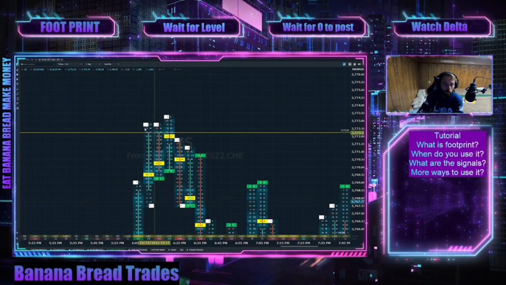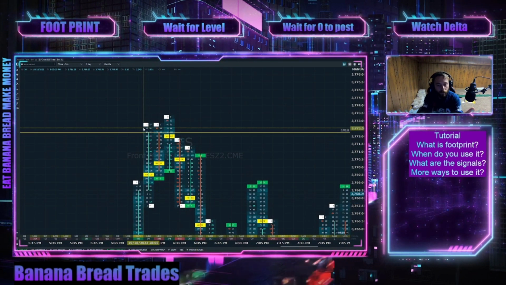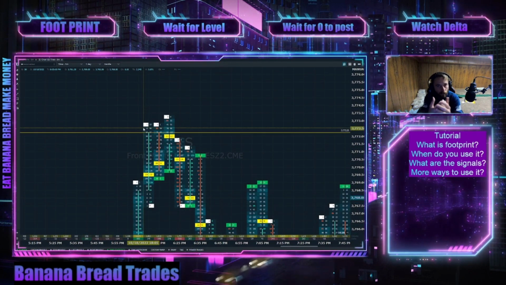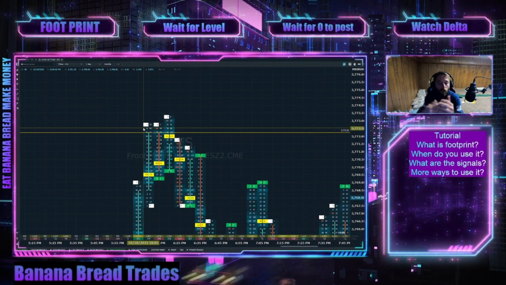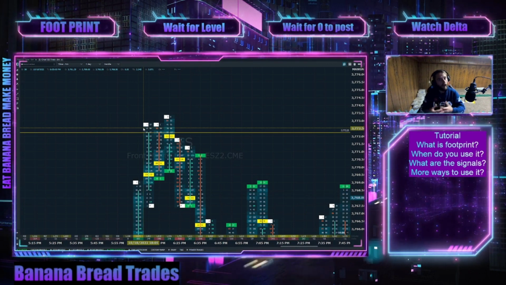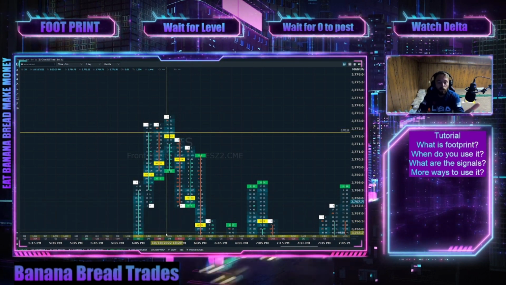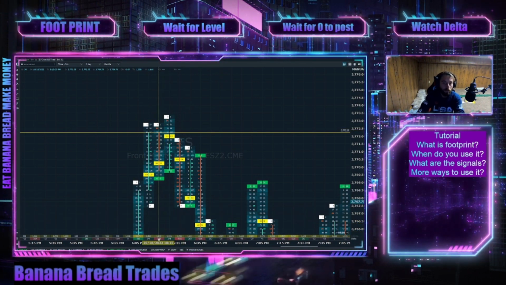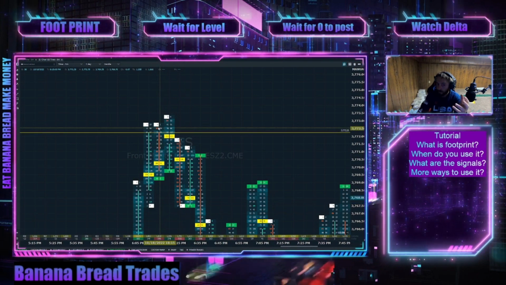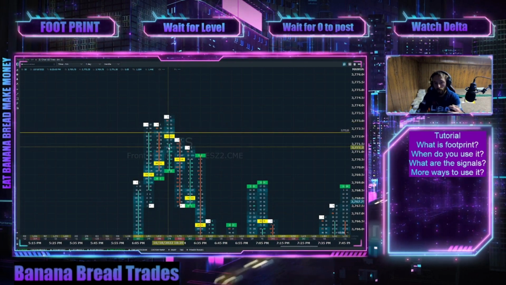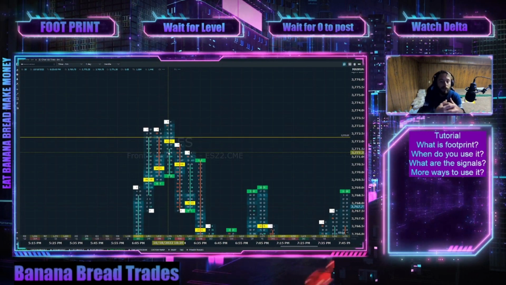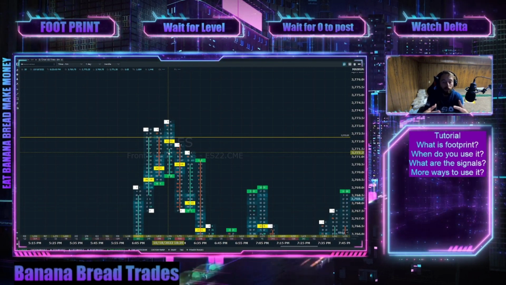Okay, now, do I just blindly short this level? The answer is no. I need a little bit of confirmation that, okay, we're at the level. I see a zero post. I really want to short, but am I confident in shorting? Let's look at delta, right? So I will be watching delta like a hawk once I see a zero post and we're at one of my levels. So let's say delta is mad green at the top of this level, right?